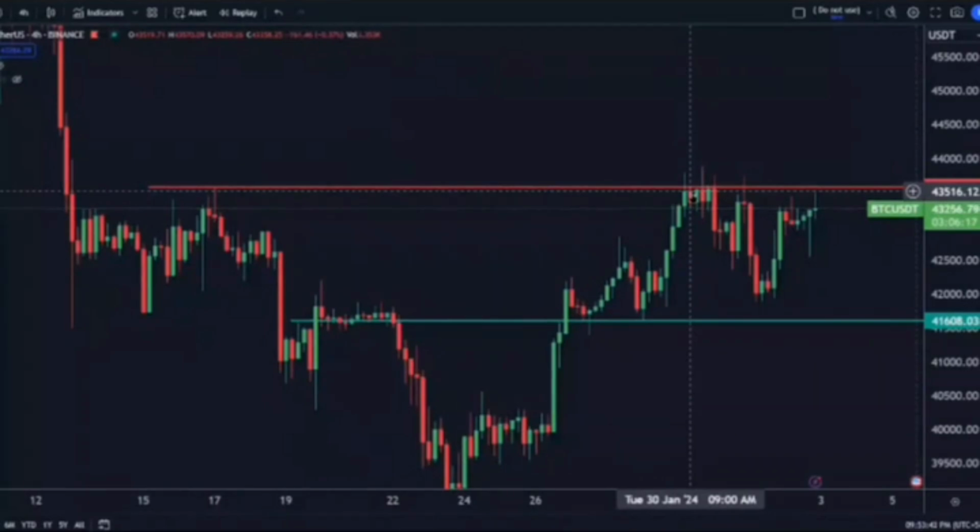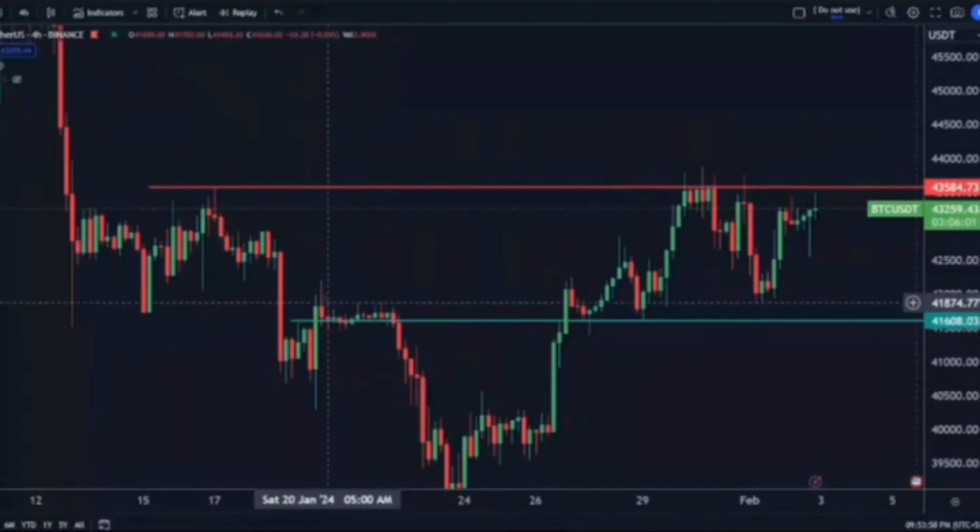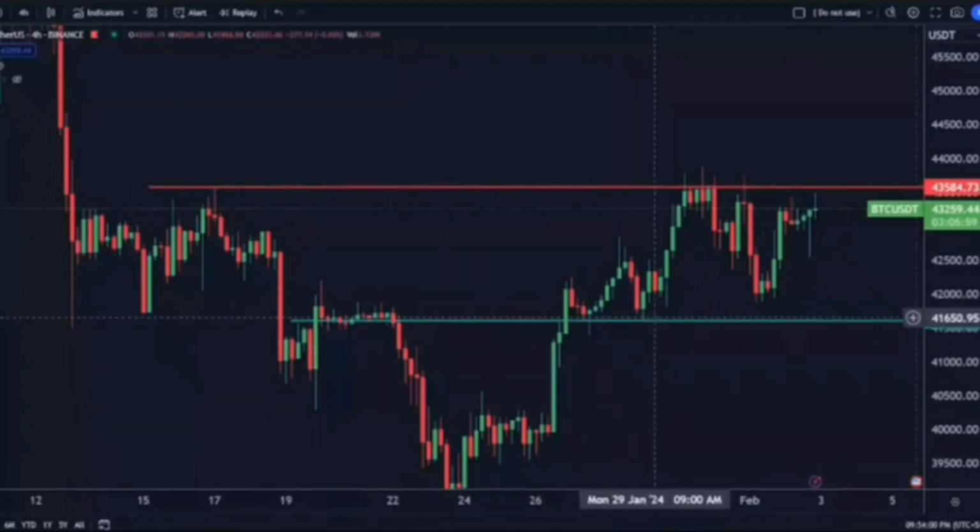Check the 4-hour chart to confirm that the 43,500 level is a valid resistance. The price has been rejected here several times. Also, note the support level at 41,600, where the price has found support multiple times.